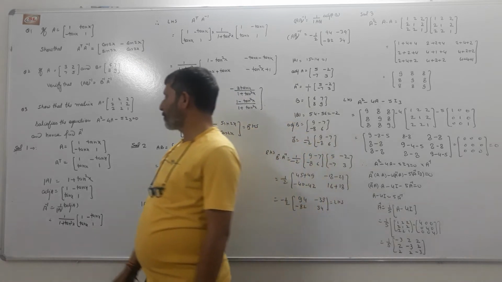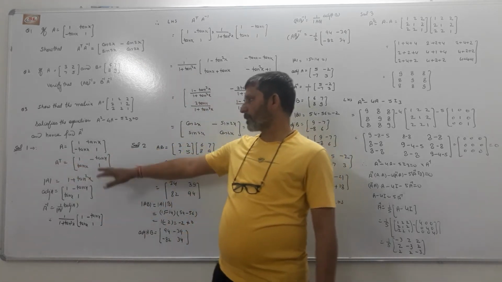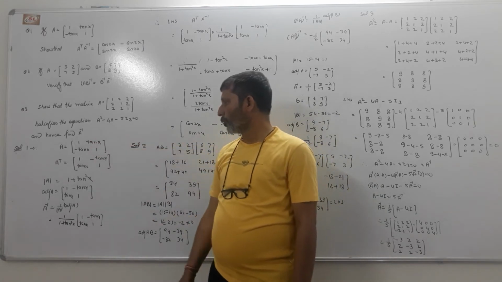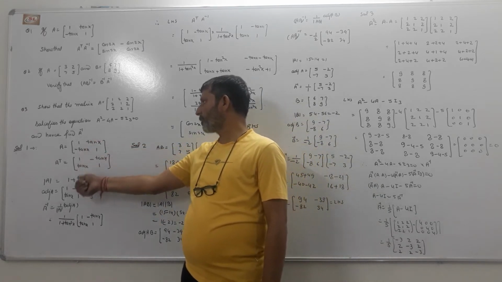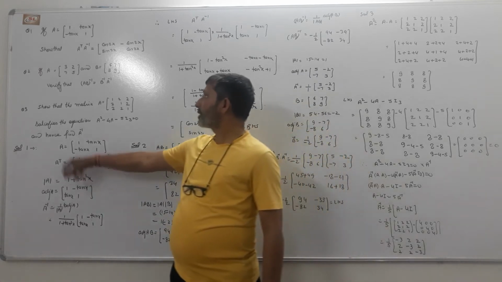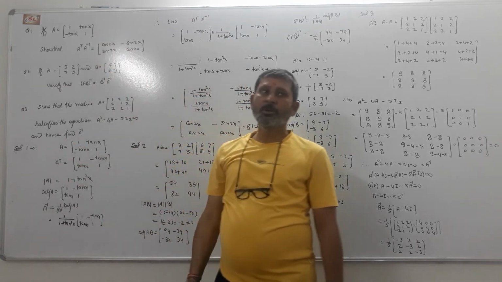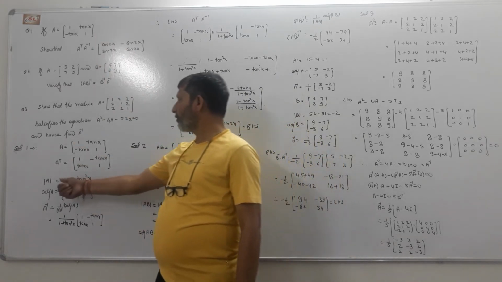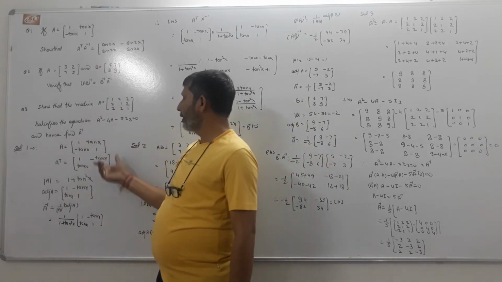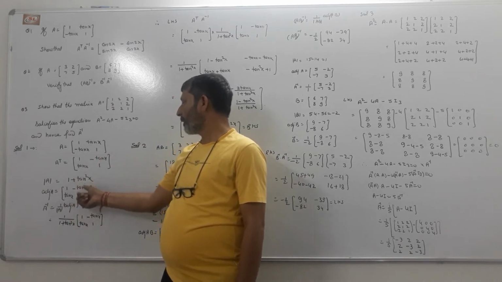In this first question, this matrix A, how can we find the transpose? For the transpose of the matrix, we interchange the rows and columns. The first row is changed into the first column and the second row is changed into the second column. So first we find out its transpose. Then after this, how can we find out the inverse of this matrix? To find the inverse, first we find the determinant of A, and the determinant of A is 1 plus tan square x.